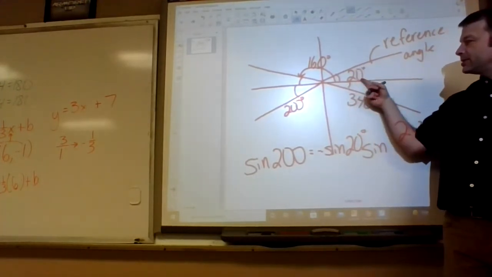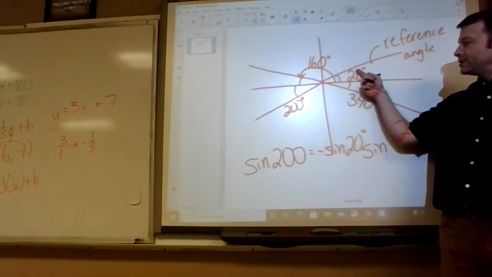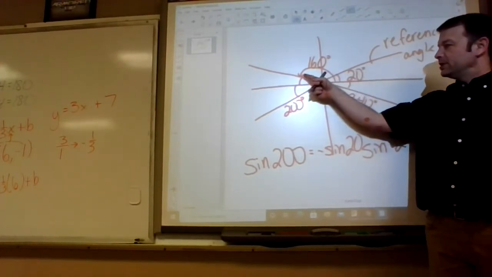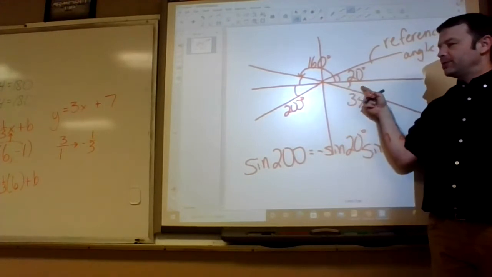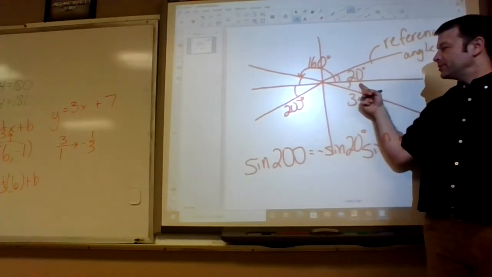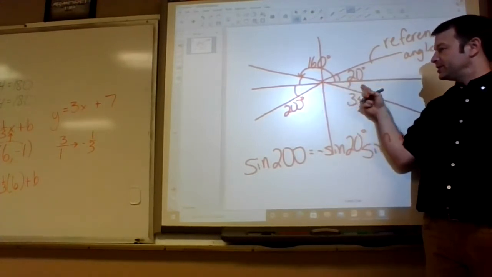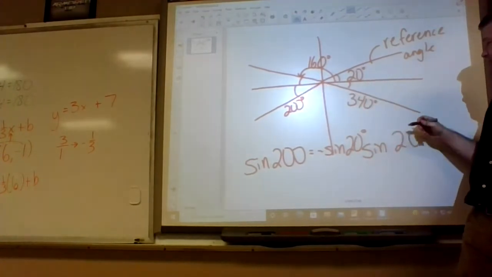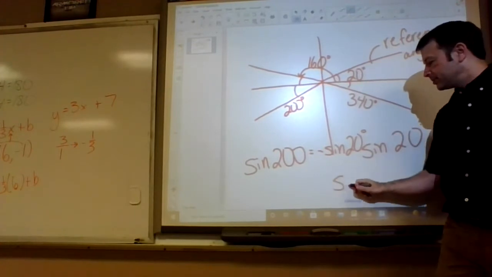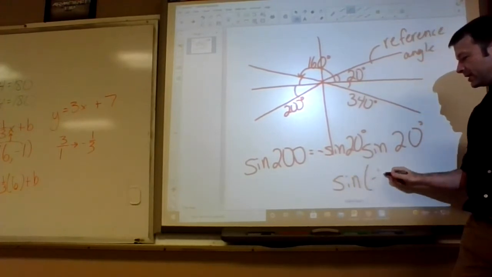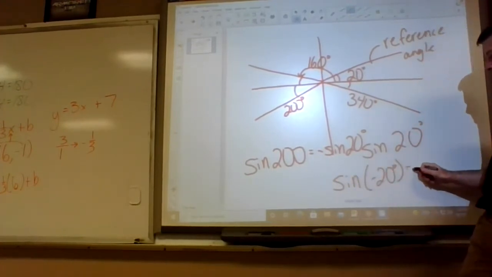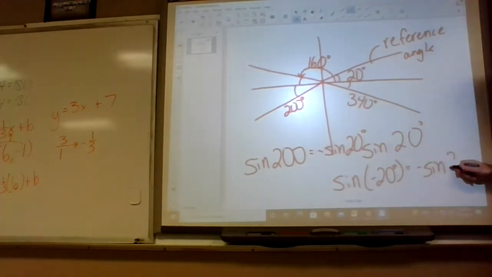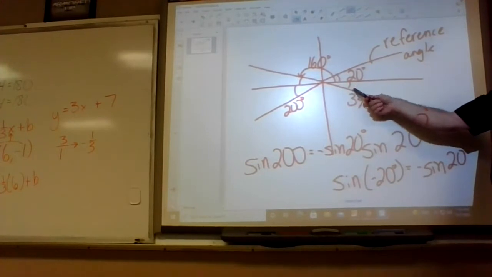Okay, so basically the reference angle is how far it is away from 0. So it can be matched in any of the 4 quadrants. How far is it away from 0 going this way, or 360 going this way? It could be negative 20. Put it this way: sine of negative 20 degrees equals negative sine of 20, because they have the same reference, but sine is negative down here.